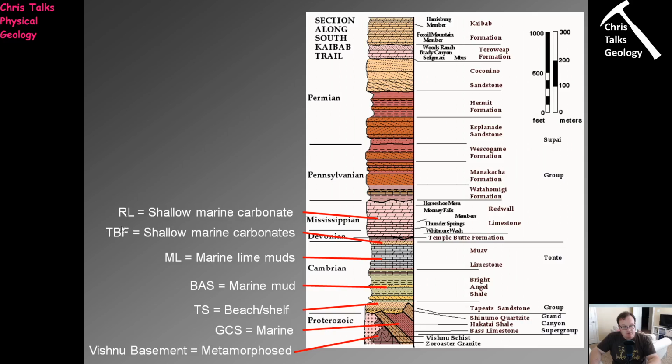Then on top of the Temple Butte Formation we have the Red Wall Limestone, and that once again is a sequence of shallow marine carbonates, so we know we're still underwater, and once again we know we're in a carbonate system.